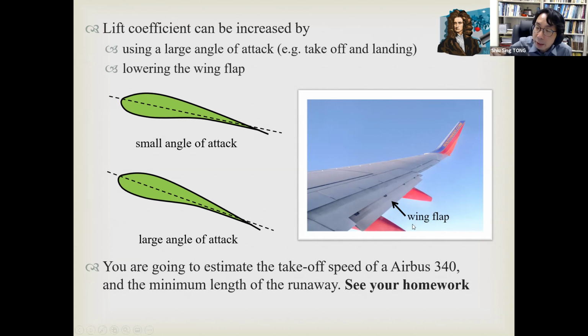When an airplane is trying to land or to lift up to take off, you can see the wing flap will be lower, so that the shape of the wings will change. The rear part of the wing will be lower, and in this way, the cross section of the wing will change, and it will also increase the lift coefficient. Again, it makes the airplane easier to be lifted up.